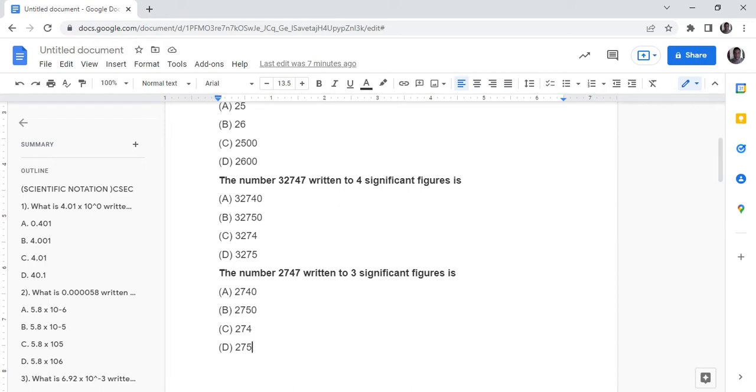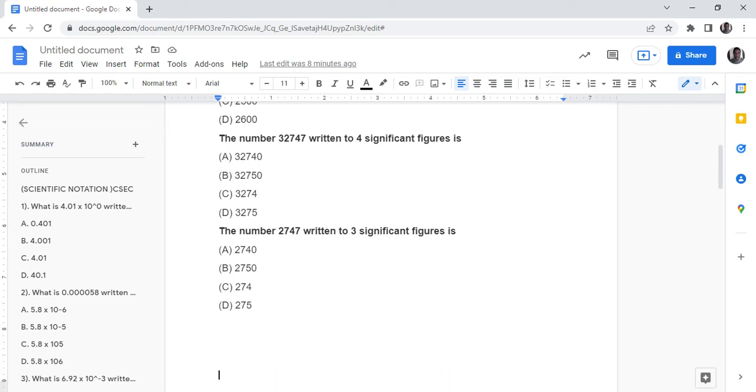The number 32,747 written to four significant figures is, so our first four significant figures are 3, 2, 7, and 4. So we can round up the 4 to 5. So our answer would be B, which is 32,750. Moving down to the next, the number 2747 written to three significant figures is, so the first three significant figures are 2, 7, and 4. So the 4 can be rounded to 5. So the answer that we would obtain is 2750.